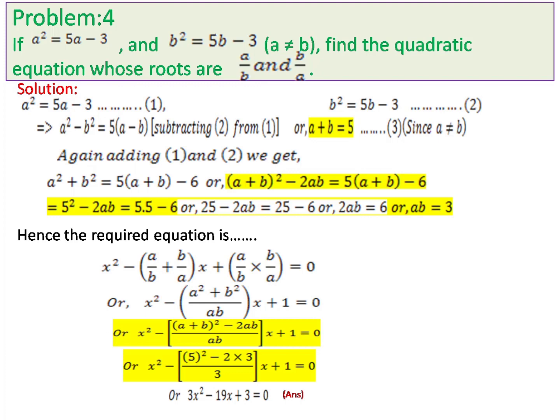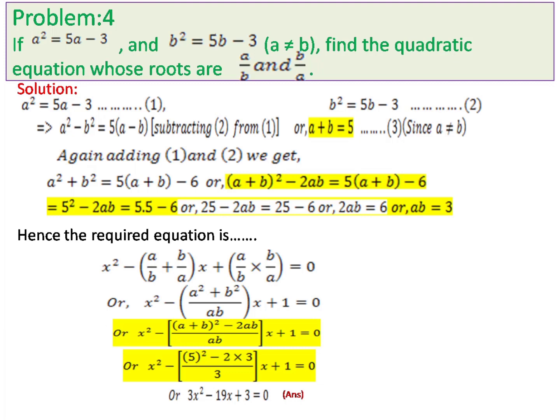Now adding 1 and 2 both, we have a square plus b square equals 5 into a plus b minus 6. So we can write a square plus b square as a plus b whole square minus 2ab, and this equals 5 into a plus b minus 6. As we know, a plus b equals 5 from equation 3. So putting these values, look at the highlighted portion, we have ab equals 3.